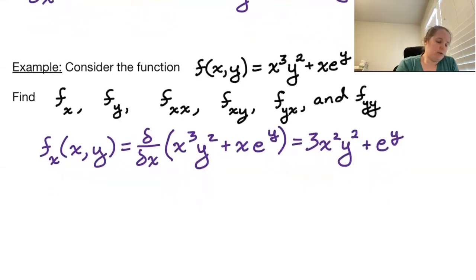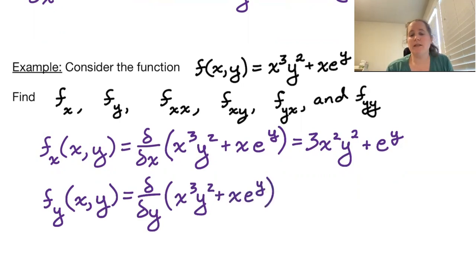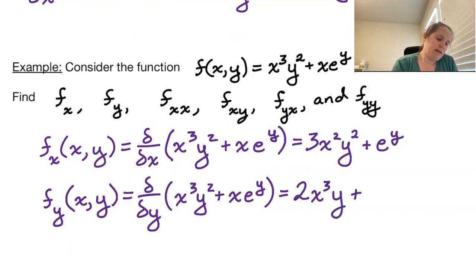Taking the first partial with respect to y, and then evaluating it at x y. We are looking at the partial with respect to y of x cubed y squared plus x e to the y. In this case, we are going to treat x as a constant. So the x cubed comes along for the ride, and y squared would go to 2y. x comes along for the ride, and derivative of e to the y would be e to the y.